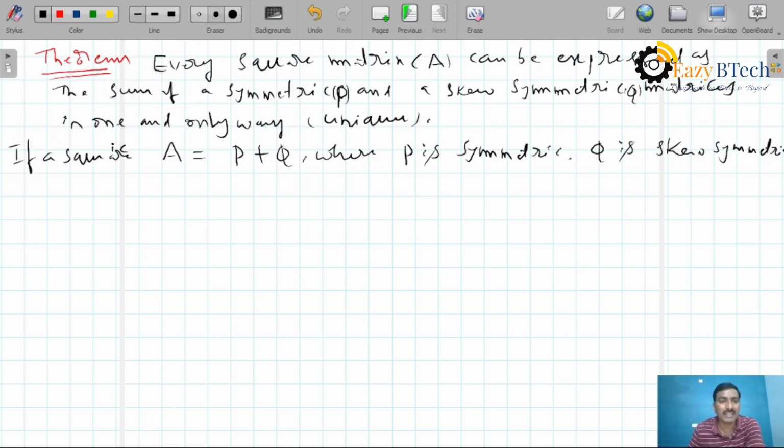Now we have to prove this statement. How to prove this statement? All of you clearly observe. Our statement is every square matrix can be expressed as the sum of a symmetric and skew symmetric matrix in one and only way, that means it is unique. So how to prove this one? Proof. Let us first take a square matrix. Let capital A be a square matrix.